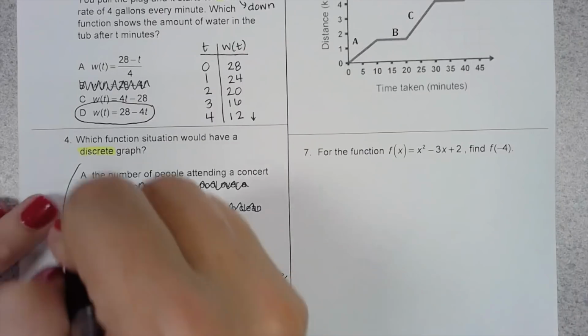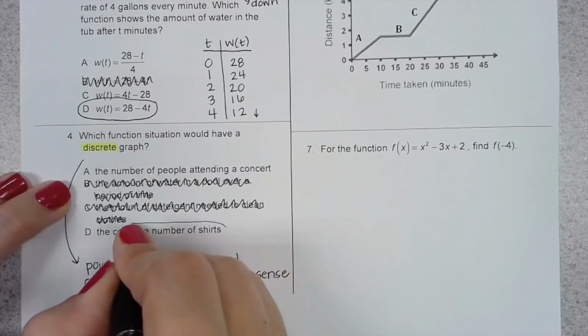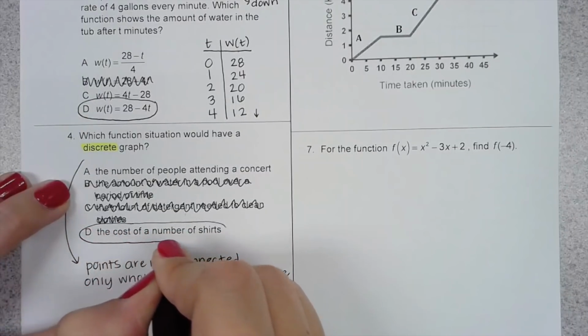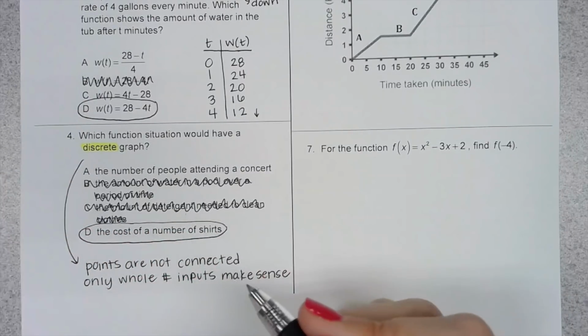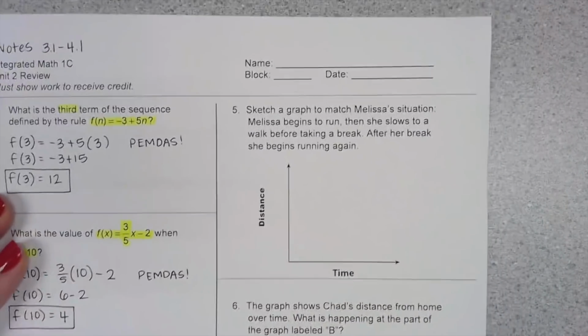And so for that reason, we'll decide that D is the answer to this question because it compares two variables where the in-between values for the input don't make sense. You're buying full number shirts. And so that's how you can determine the answer to that question.